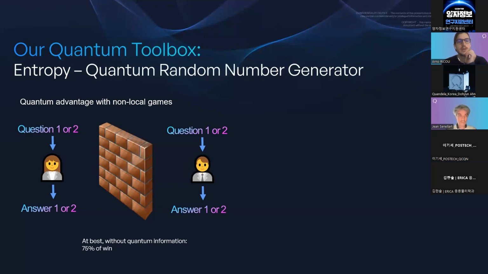Let's deep dive now into entropy, the quantum random number generator algorithm. What we propose in this algorithm is a quantum advantage for non-local games. So what's a non-local game? I will remind it here. You assume that you have two parties, Alice and Bob, physically separated. They cannot communicate with each other, and they are asked question 1 or question 2, and we look at the answer, whether it's answer 1 or answer 2. If they share a classical strategy, the accuracy of the answer, so to win this game, cannot be higher than 75%.